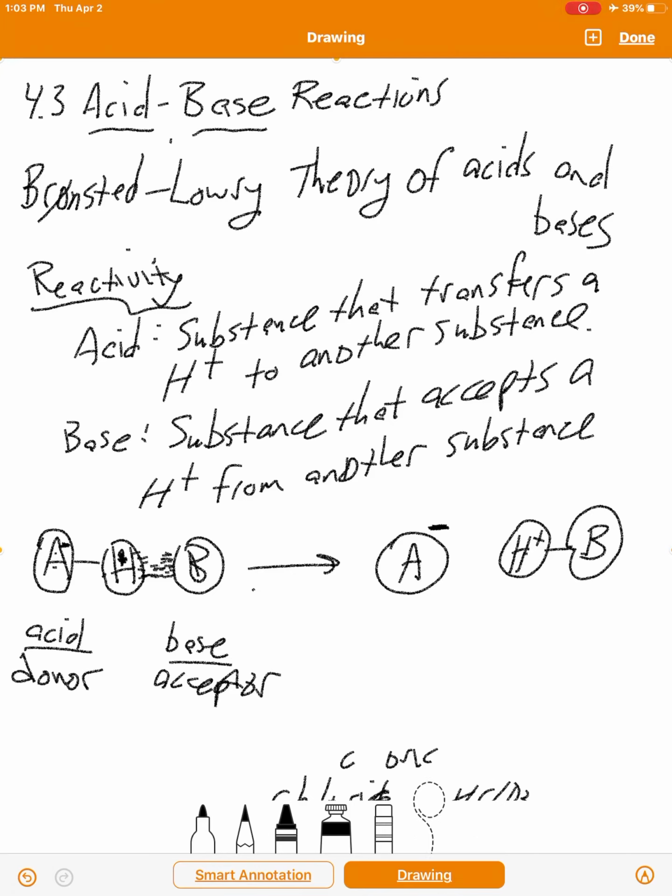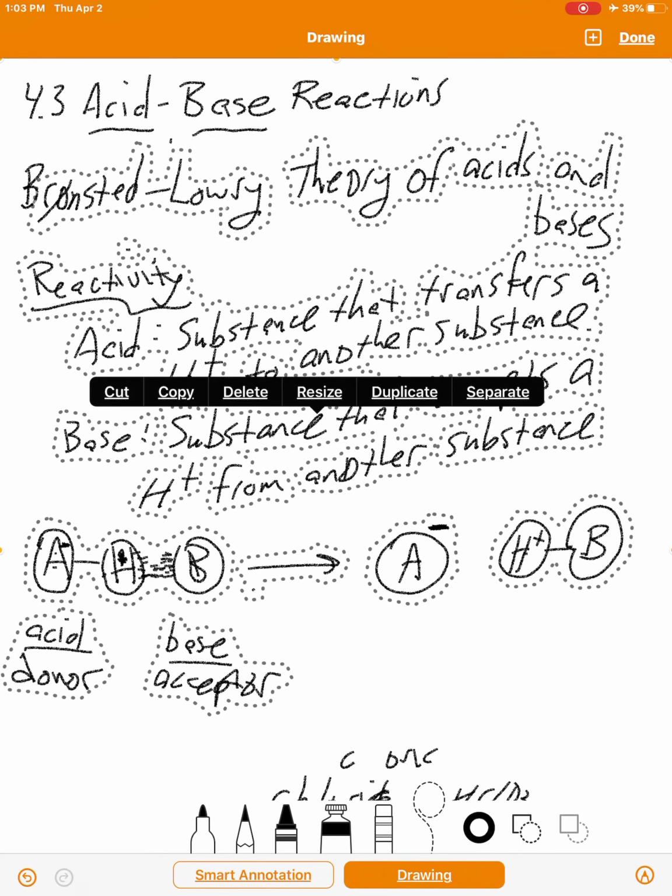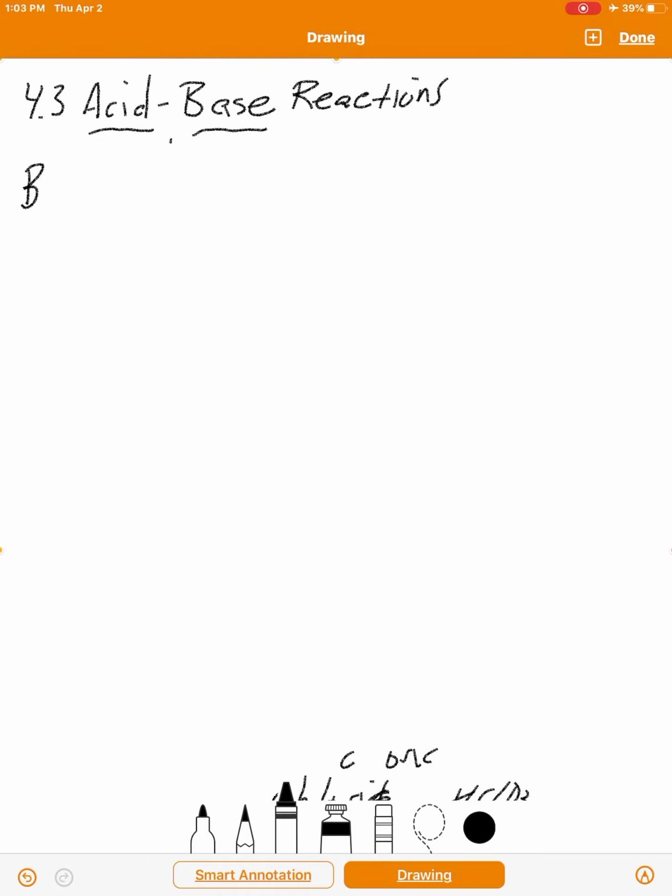Let me show you an example, a real example. So the example is from the textbook.